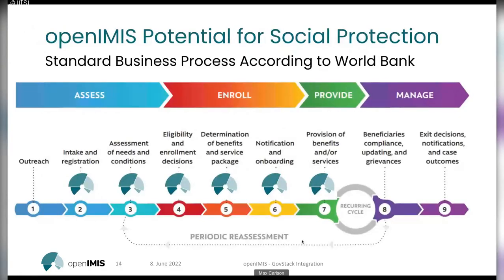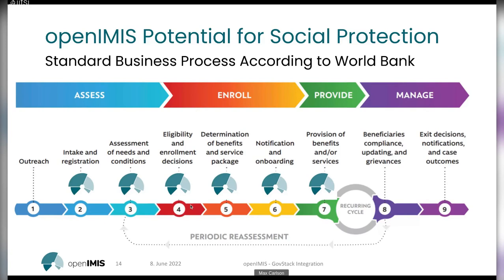So the road to level one here. We're looking specifically at how we integrate openIMIS into social protection, specifically for an unconditional social cash transfer use case, right? In this case, we're looking at having these first three or four steps be handled by a GovStack registration process, which has its own UI and its own ability to handle front office and back office functionalities, which are pretty critical.